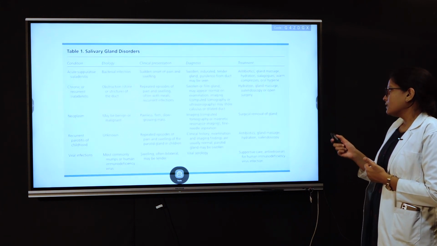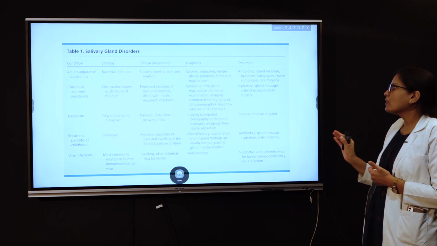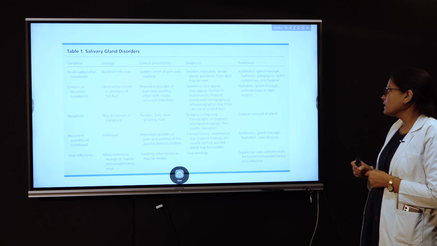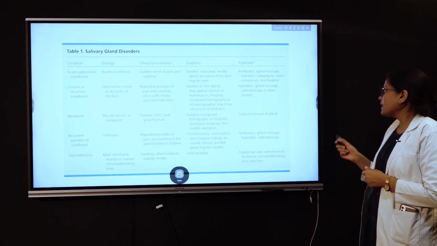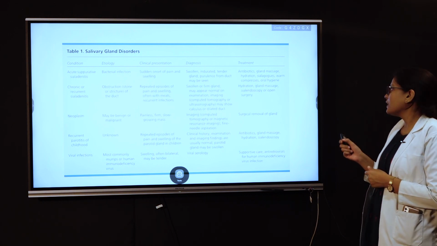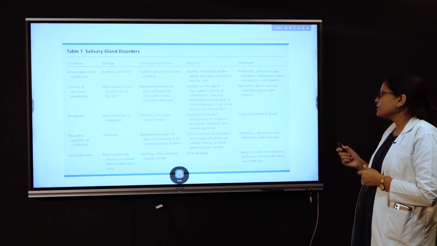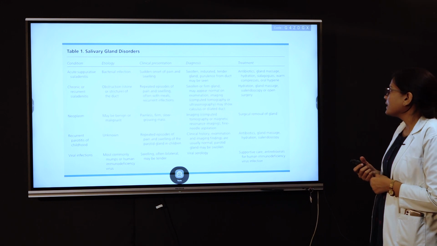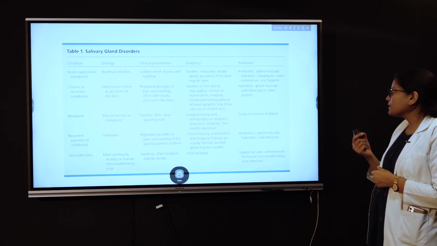So to categorize, the following table gives us a brief idea of the different conditions associated with the salivary gland disorders. First is acute suppurative sialadenitis, the etiology being bacterial infection. Clinically, there will be a sudden onset of pain and swelling, and the diagnosis is confirmed by a swollen, indurated, tender gland and pus discharge from the duct.